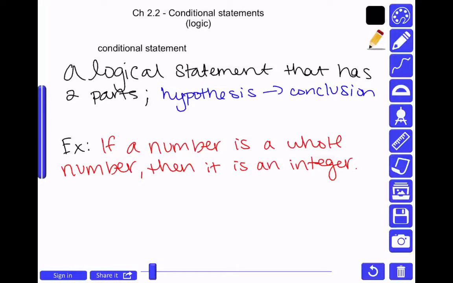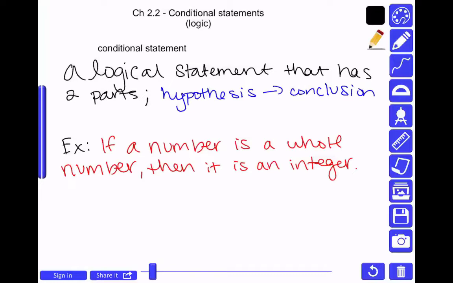Here is the video for chapter 2.2, which is about conditional statements and also what we would call logic. So there are a lot of vocab words in here. Please make sure you write the definitions as well as extra notes on some of the explanations that I give.